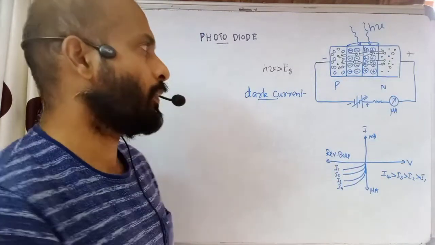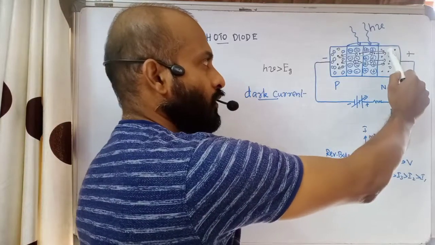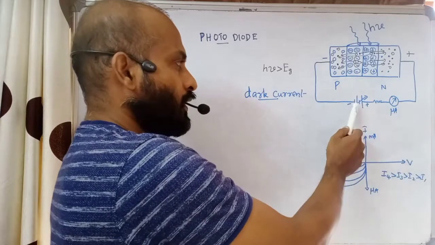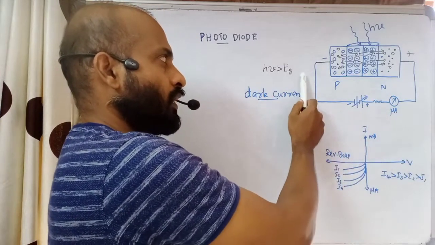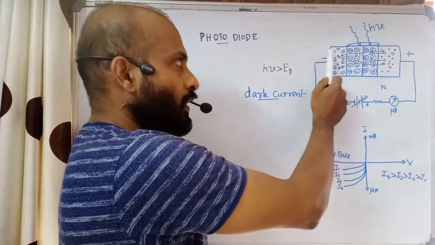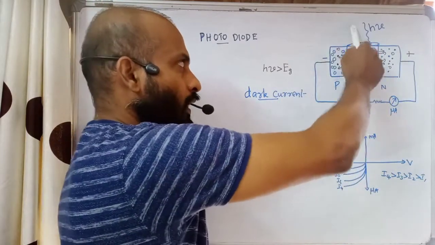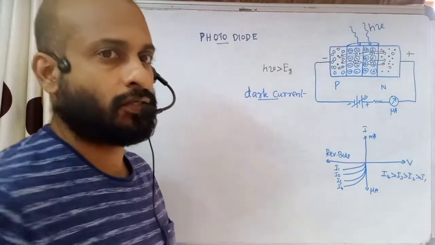Now what happened? It will start to conduct like this. The electrons will flow in this direction to the positive of the battery. The negative of the battery will give a sufficient, equal number of electrons. It will neutralize those excess holes. So in this manner there will be current conduction whenever there is incident light.